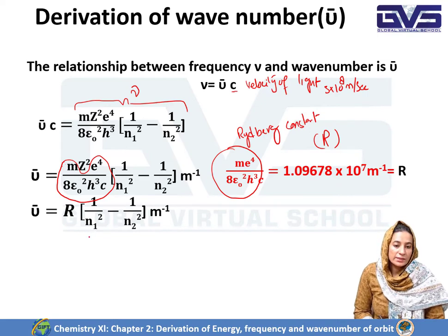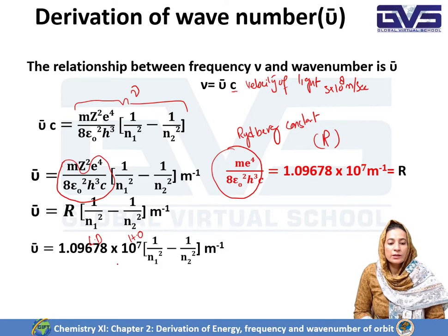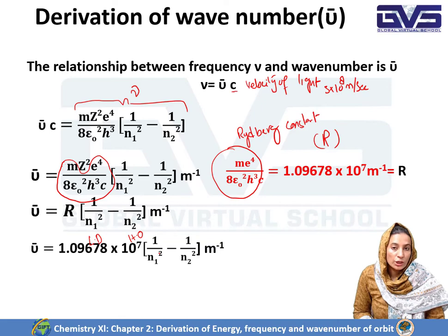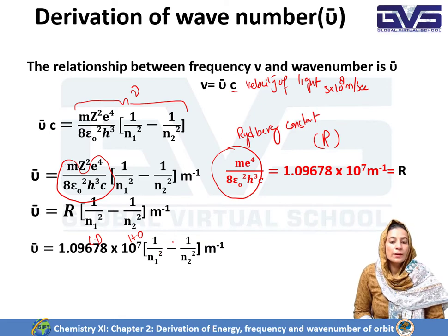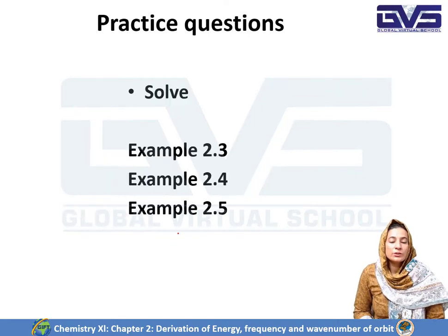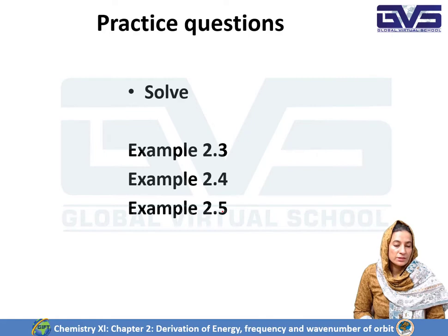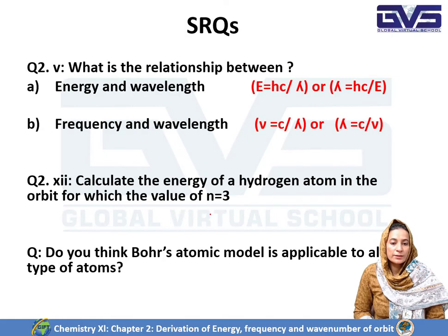Again, n1 stands for the lower energy level or lower orbit, and n2 stands for the higher energy level or higher orbit. So you can calculate using this equation the nu bar or the wave number. These are the practice questions. These are just simple examples. You have to use the different expressions and put in the values of constants, and you can solve the examples. These are very easy, just to practice.